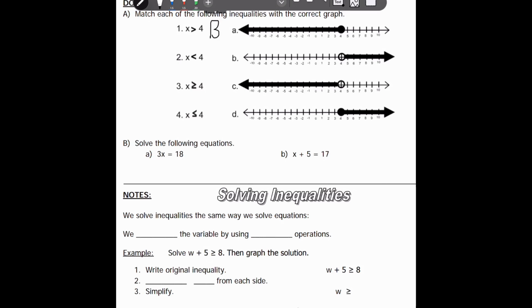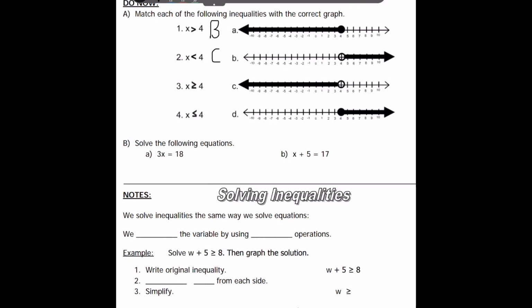Number 2, x is less than 4. Using that same thought process as in number 1, it has to be an open circle, and the only other choice here with an open circle is choice C. It's got to be that, and it's also pointing to the left.